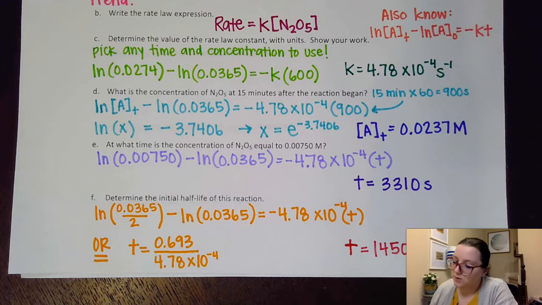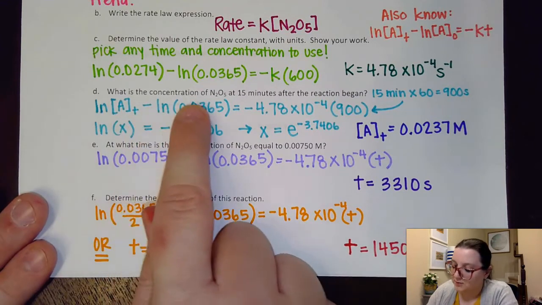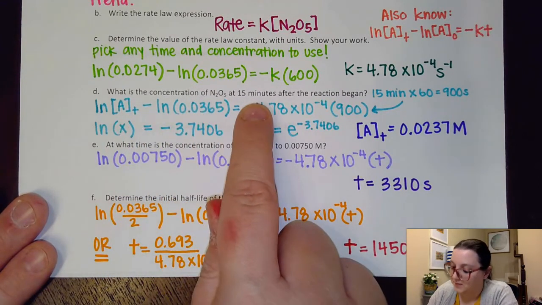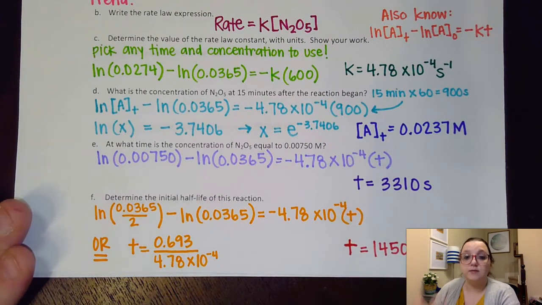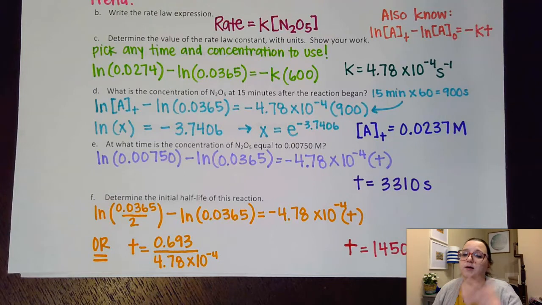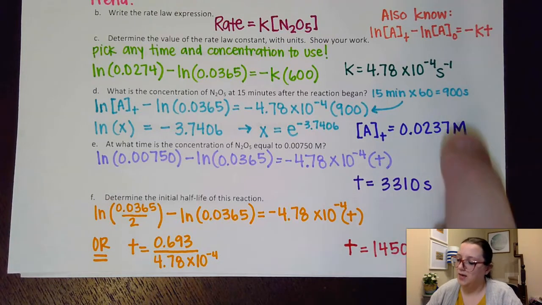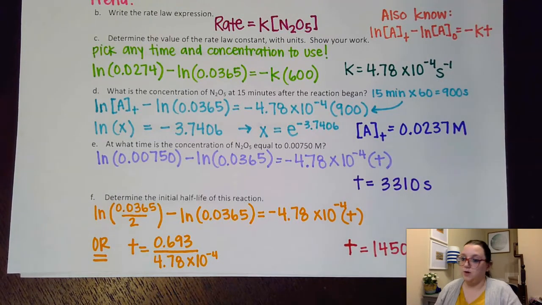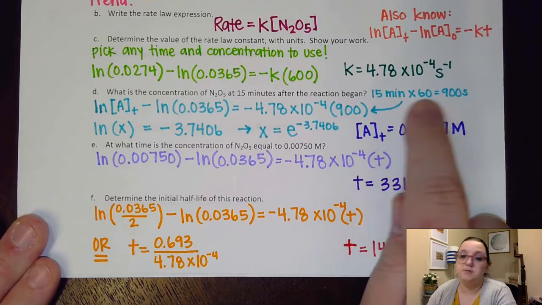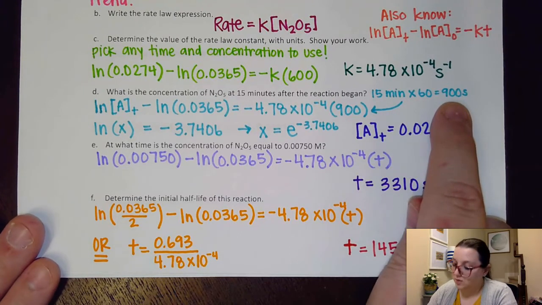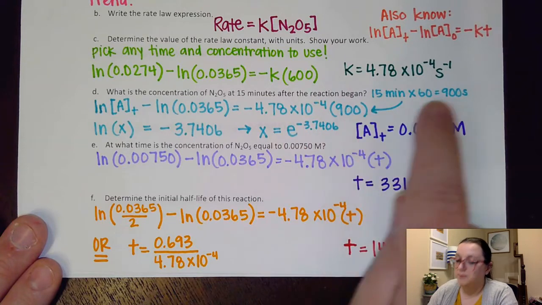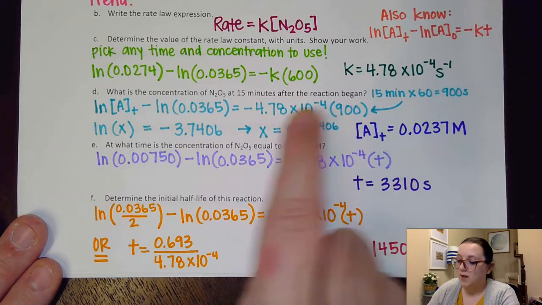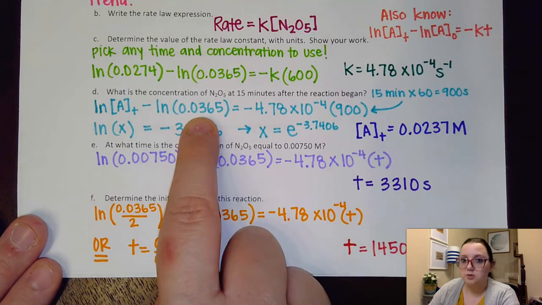All right, the next question says, hey, what is the concentration of N2O5 at 15 minutes after the reaction began? So it's giving me that time here, 15 minutes, but I notice that's in minutes and K is in seconds. And so what I first did is I converted the 15 minutes into seconds. So then I plugged in my K that we just solved. I plugged in my time of 900 seconds. I plugged in my initial concentration of 0.0365.